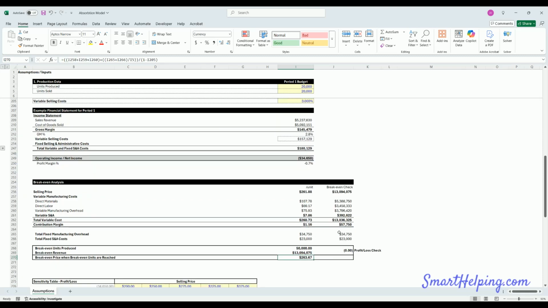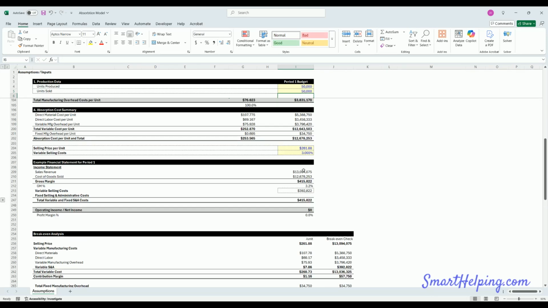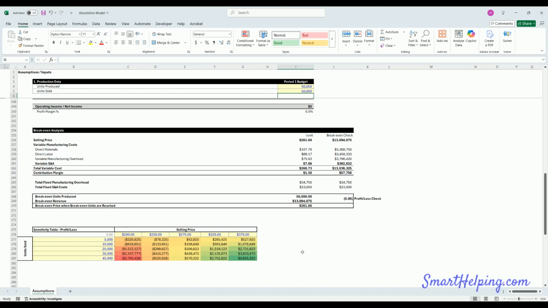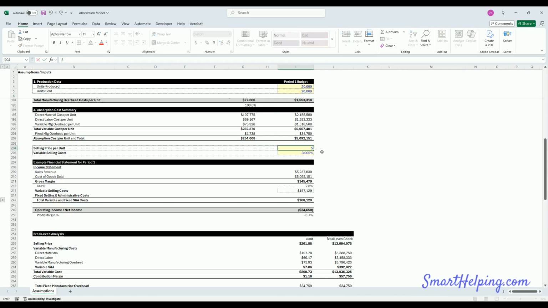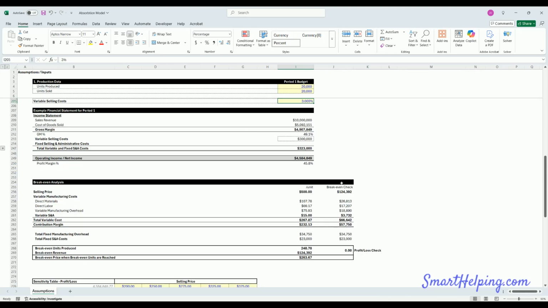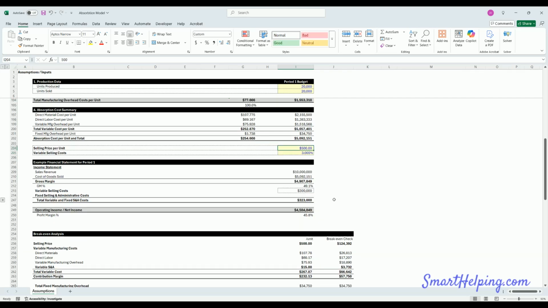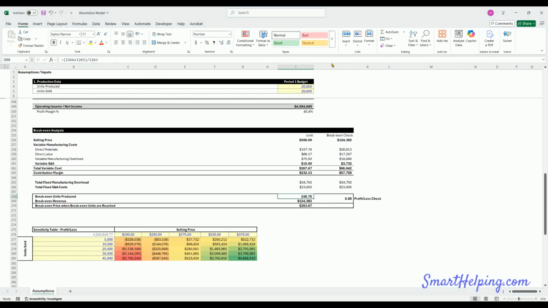Now my break-even price is 263. If I were to put 50,000 back into here, right now, this is where I'm confusing myself. So we're break even here. Let's go back to, let's say, 20,000. Let's say this is $500. Okay, so at $500 a unit, I only need to produce 248 units to break even.